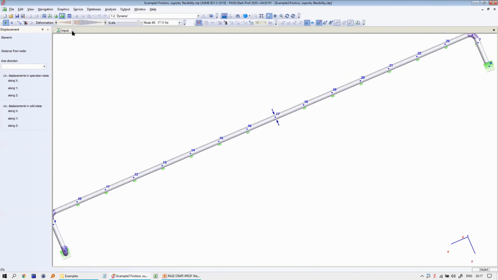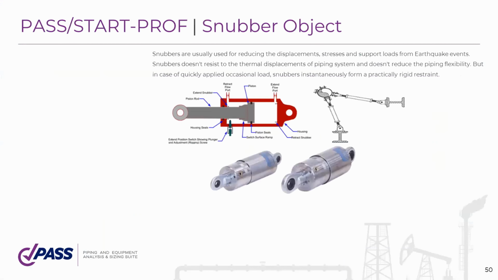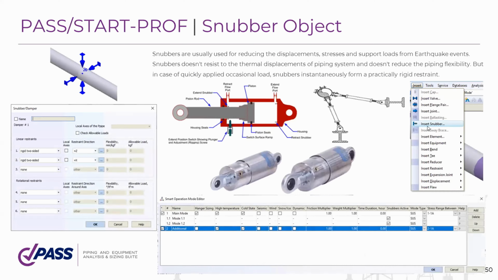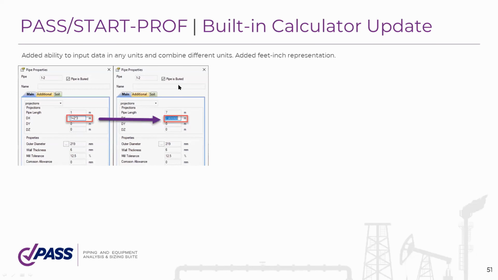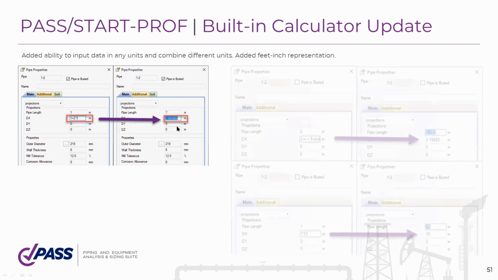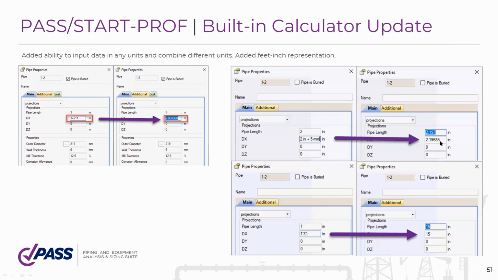Okay, so this is the Snubber element. The next feature that we have is the built-in calculator in the fields of START-PROF software. In the previous version, you were able to enter some equation like 1 plus 2 multiplied by 3, calculate it, and receive the value 7. In the new version, we expanded the abilities of this calculator.